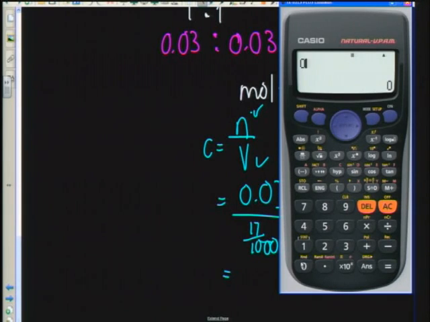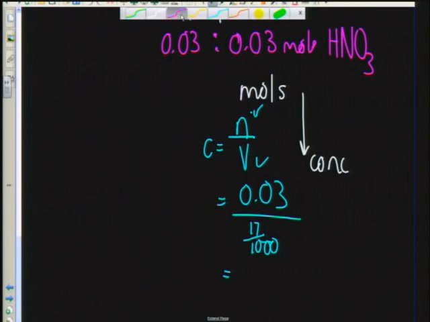And it was 0.03 divided by 17 divided by 1,000 in brackets. So it does that first. And I get to 1.76. Let's go across here.